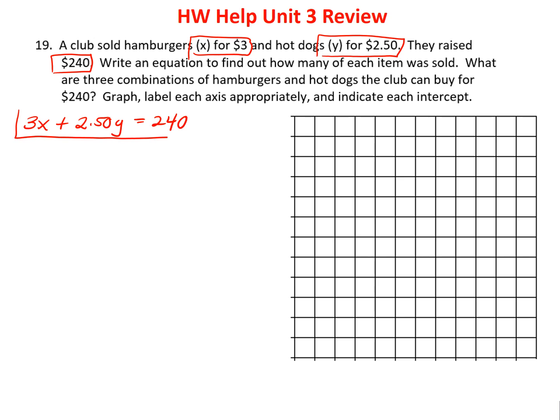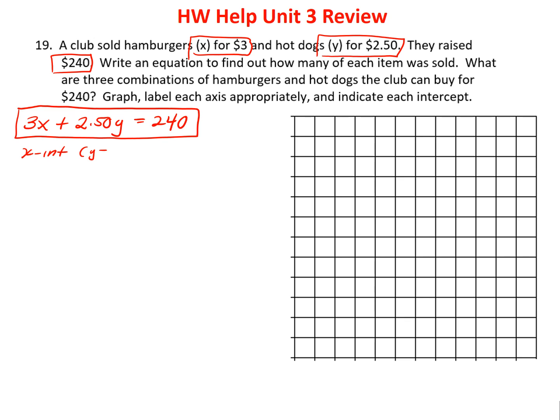So the first step was to write the equation. Second was we're going to graph it. Okay, we're going to graph, label, and find some other points. So notice here, first thing I'm going to do is find my x-intercept. That's the easiest way to graph this one.